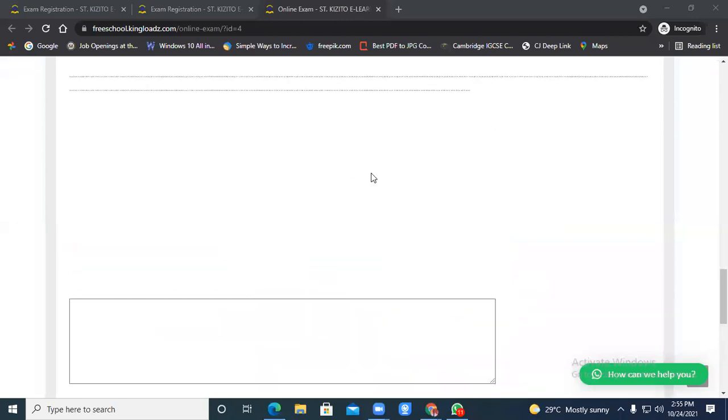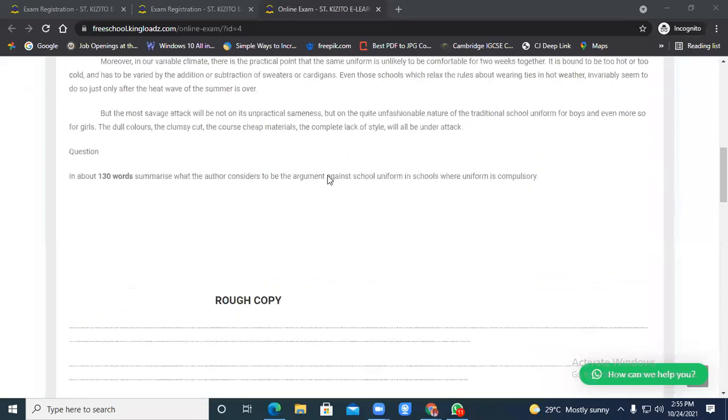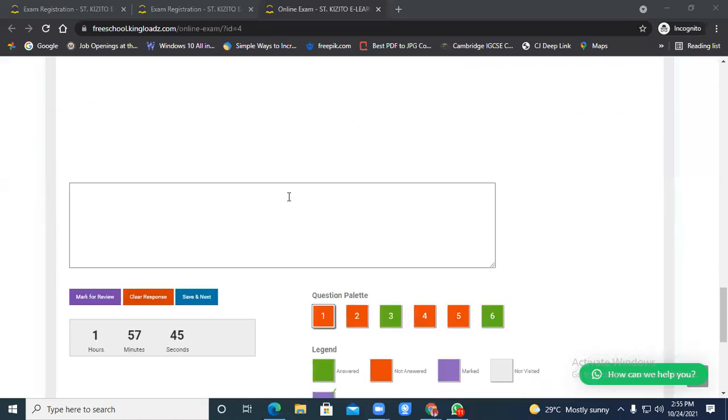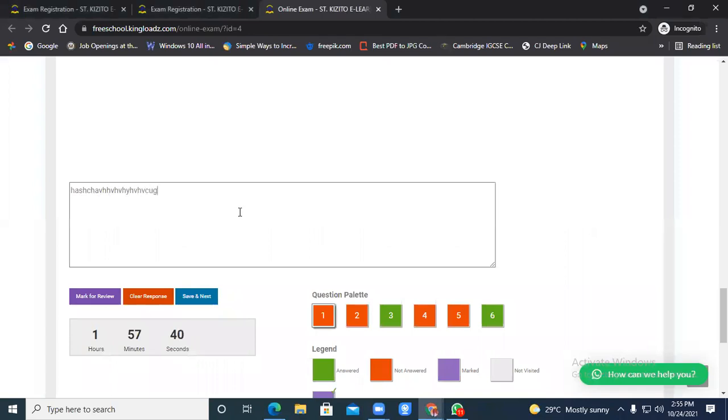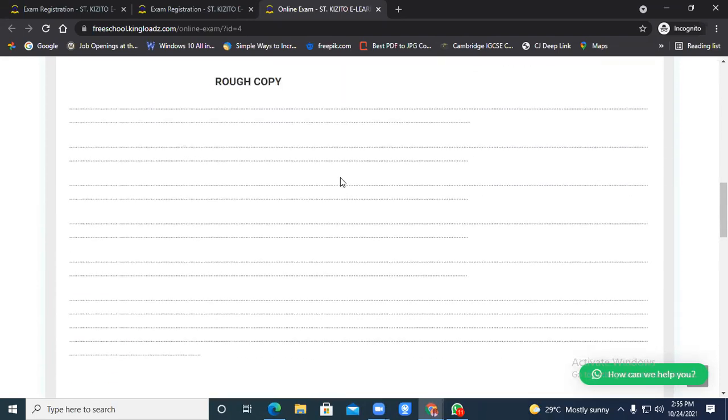Because most of you cannot type, if you read this and they tell you to make a rough copy and also a fair copy and write the fair copy here, you cannot type all the fair copy you have done. It is going to consume a lot of time. That's why we say that for such questions where you need to write, we shall not be typing.